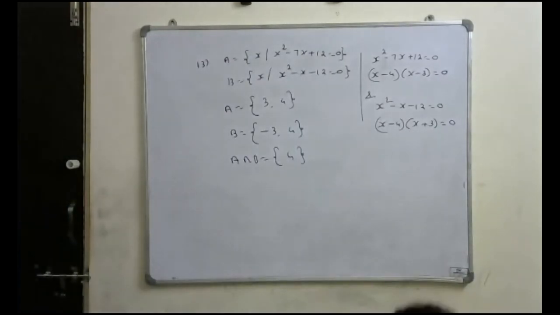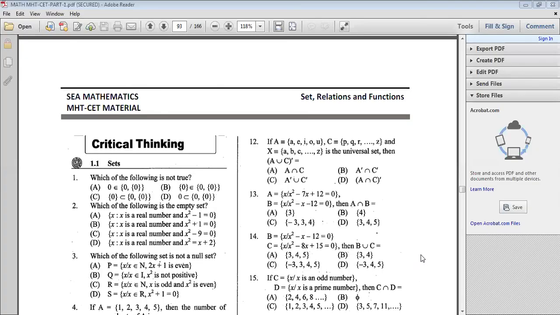Okay. Look at the next problem. 14th problem. It is similar, right? Try it. Set B, which is x, where x is the root of x square minus x minus 12 is equal to 0. Means the roots of that equation are minus 3 comma 4.